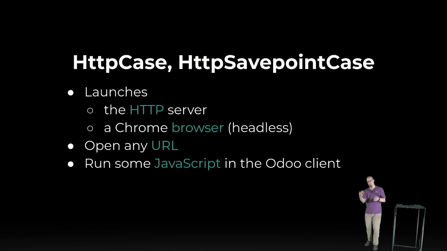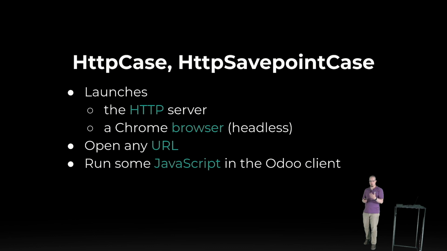So the server is actually running, and it also spawns a browser, an actual browser that is connected to the test process. The browser allows to open any URL, that is to connect to the HTTP server, or even to run some JavaScript to perform something in the client, the Odoo client. It allows to test the web client, the web user client, or the website component, for instance.